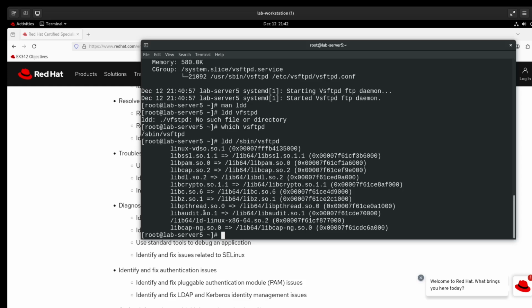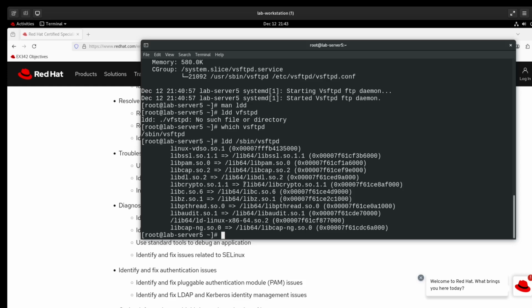So this particular tool, LDD, is quite useful for troubleshooting. Let's say I did this. I'm probably going to totally break this system by doing this, but let's see if I can get rid of this.